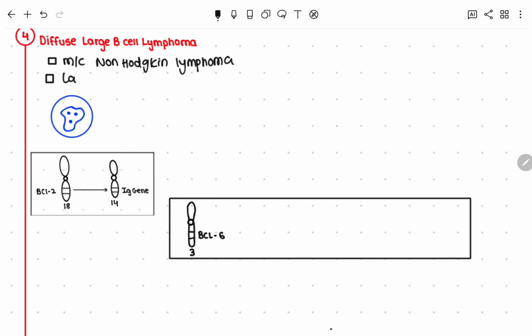The name gives away large B cells, so it has large cells, and the name also gives away that it is diffuse in nature. And so you can have an inference from these two features alone that this is a highly aggressive neoplasm having a highly aggressive clinical presentation and behavior.